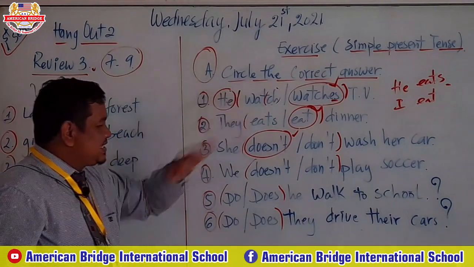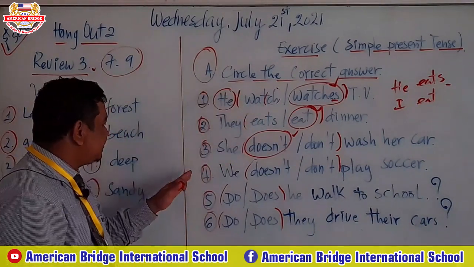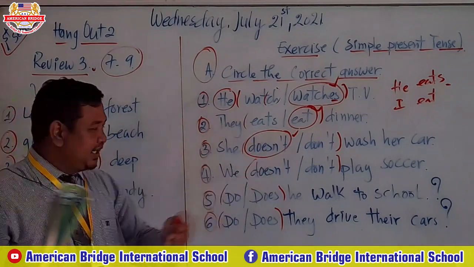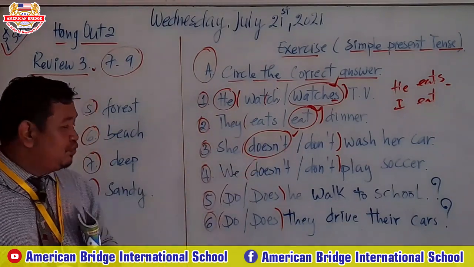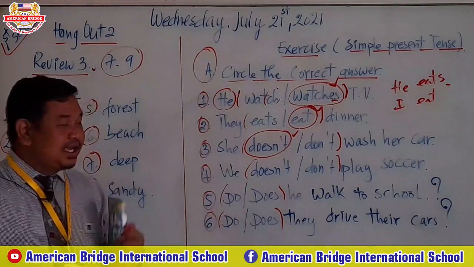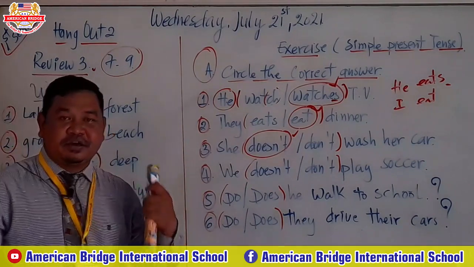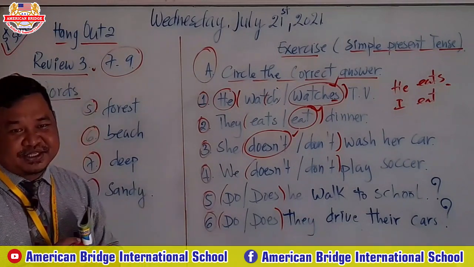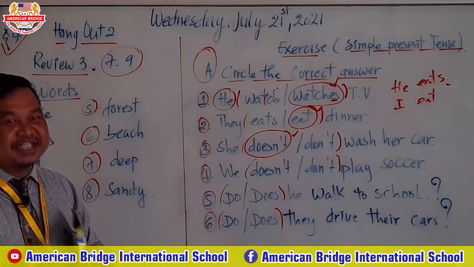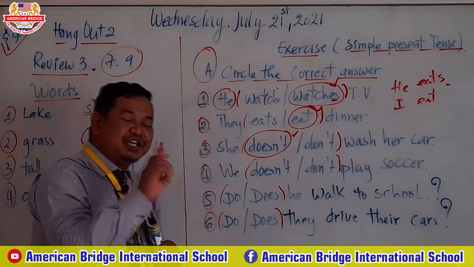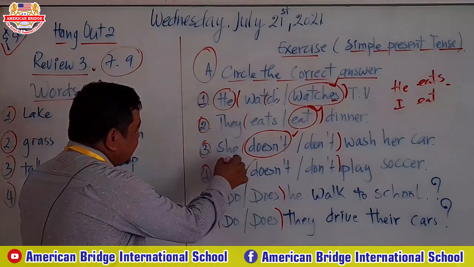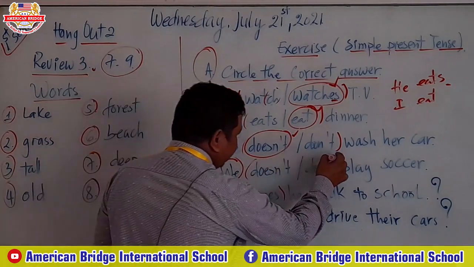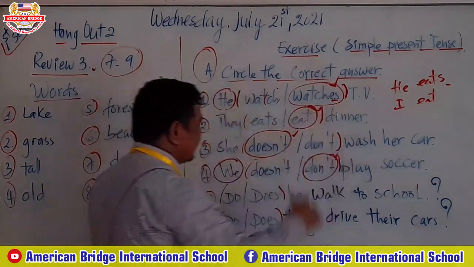Okay, so number 1: watches. Number 2: eat. Number 3: doesn't. And how about number 4, we? We is first person but plural, right? So for plural, do we use we don't or we doesn't? We doesn't play soccer or we don't play soccer. Answer my question please, student. Yes, we don't, correct. Why? Because this one is plural, so you have to use don't here. So we don't is the correct answer.